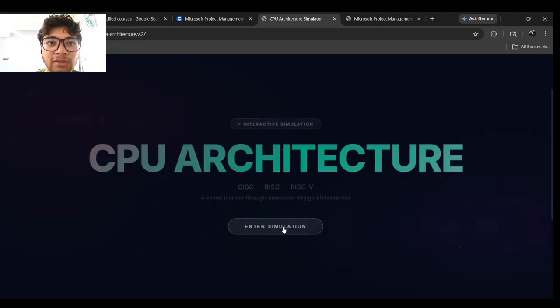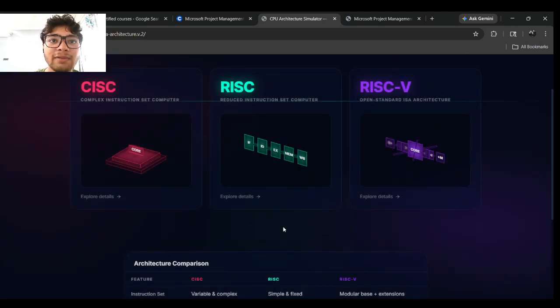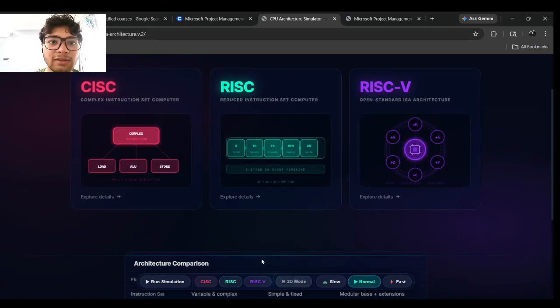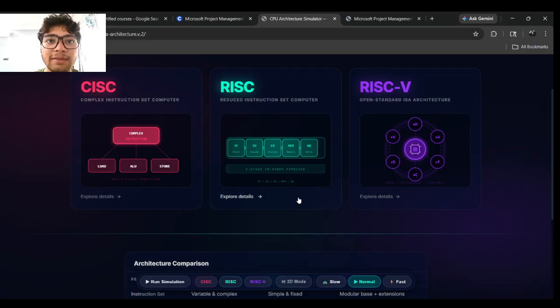Now we will enter the simulation. As we can see on the screen, the interface is divided into three sections. On the left, we have CISC, in the middle we have RISC, and on the right we have the RISC-V architecture. Each section represents a different way of executing instructions inside a processor. I will now explain each architecture one by one using the simulation.